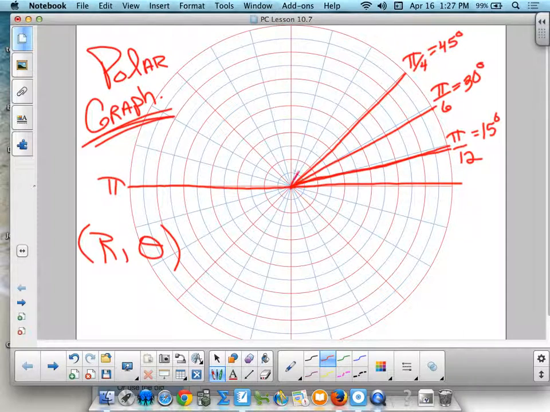What's the next one right here? Pi over 3. Or 60, right? Guys, this is just a refresher of chapter 4. We've done all this stuff, okay? Okay, next slide. Here we go.